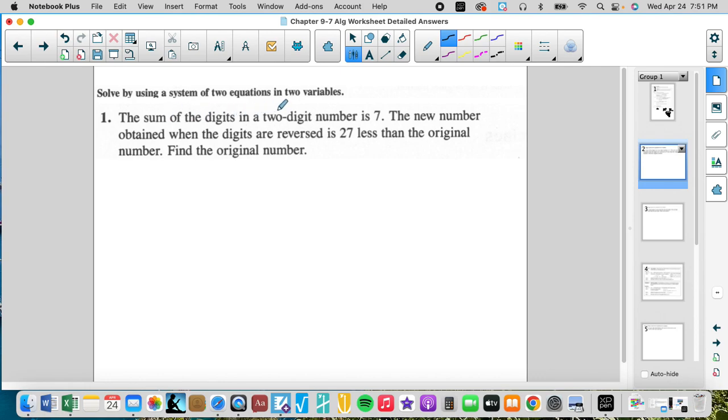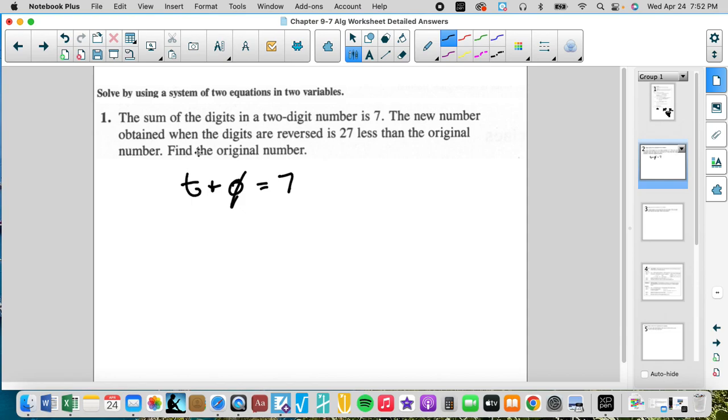So the sum of the digits in a two-digit number is 7. So this we can do. We'll do t for the tens and o for the ones. So tens place plus ones place equals 7, because we're just taking the value in the tens place. The new number obtained when the digits are reversed is 27 less than the original number.